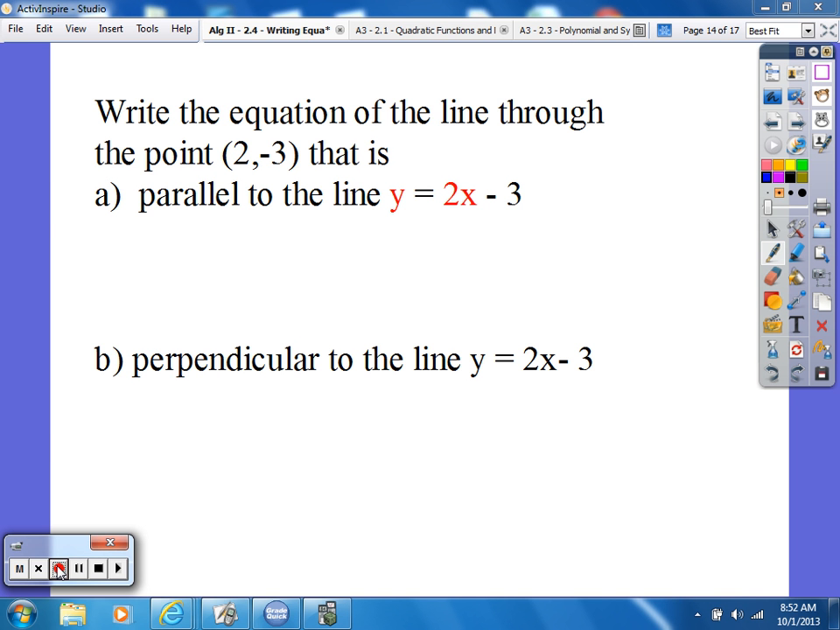What do you know about parallel lines? What do they have in common? They have the same slope. That's right, Cody. Cody, what is the slope of this equation? 2. So the same slope, yeah. So my m is 2. So I've got a slope and I've got a point. What do I need to put it in? Point slope form. Go ahead and put it into point slope form.